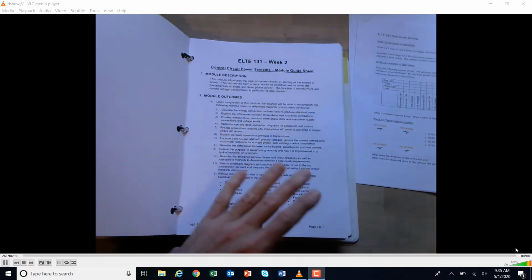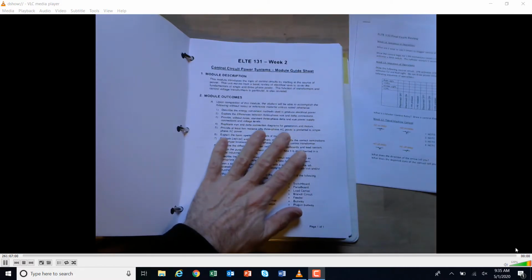Okay, we're going to take a look at the ELTE131 final exam review. So this class, we covered a lot of material. I'm going to go over the final exam review worksheet, but the issue is you really need to understand everything that was in the week or the unit. So the best way to do that is to take a look at the week.